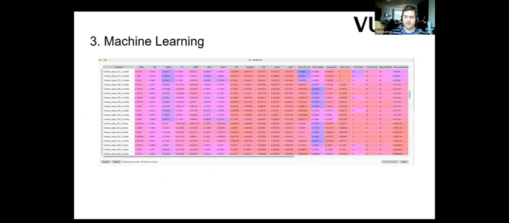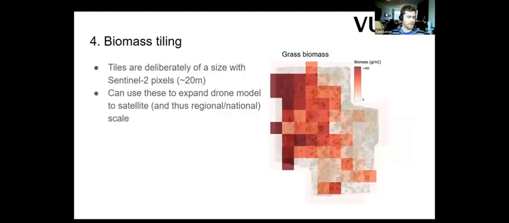This works very well for surface fuels, so grass and litter, and we can get a really good picture of how much grass there is per, roughly in this instance, 20-meter pixel, and for litter as well.